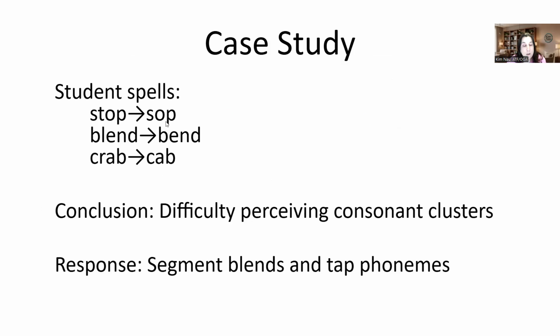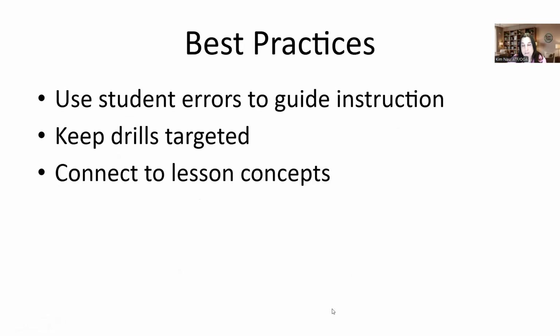So if they spelled it incorrectly, you're going to say, let's tap this out. Or let's use manipulatives. St, p. What's that blend that you hear? St. Okay, now spell the word. And then you're going to do a PA activity in the next lesson addressing blends, right? And all these errors here, we can see that they have difficulty noticing those consonant clusters, also known as blends. So having them segment and tap those phonemes is a great way to address that.